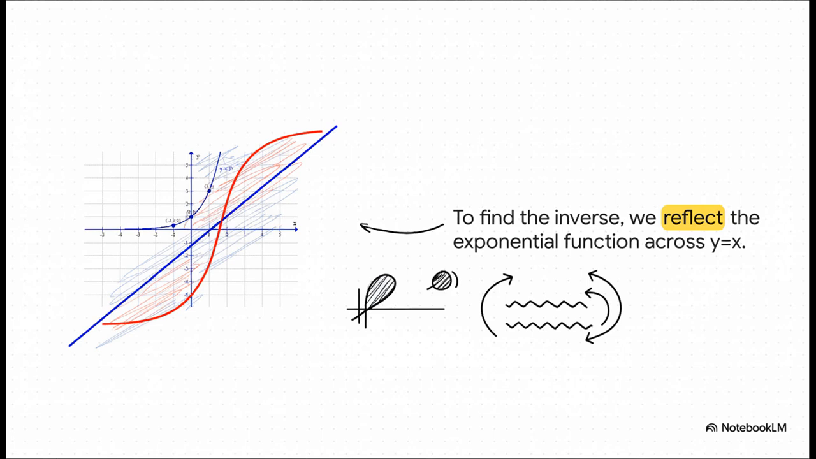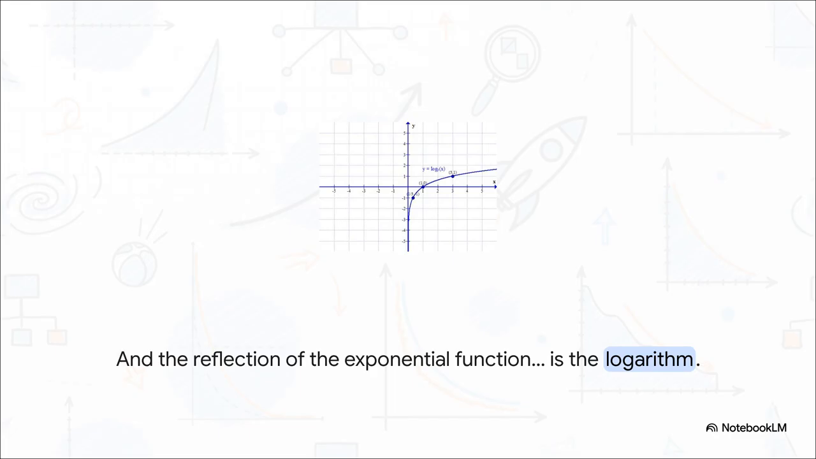Now, graphically, finding an inverse is actually beautiful. It's so simple. You just take the graph of your original function, our exponential curve, and you reflect it perfectly across that diagonal line y equals x. It's literally like holding a mirror right up to the graph. And there it is. Look at that perfect symmetry. The reflection of the exponential function is the logarithmic function. They are perfect mirror images of each other. This one picture tells you pretty much everything you need to know about their fundamental relationship.